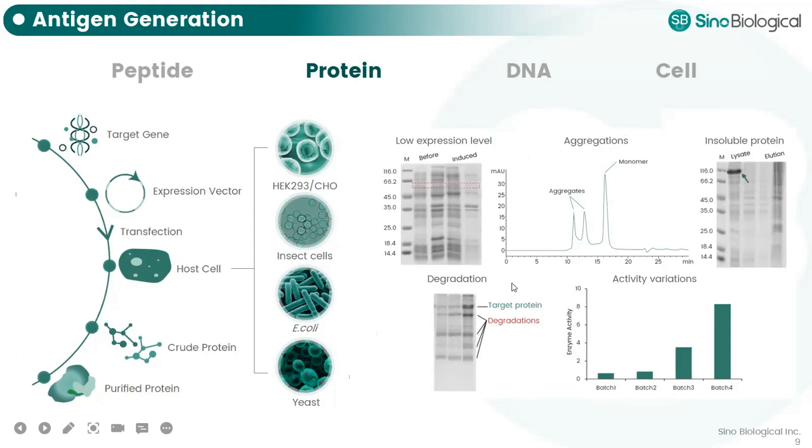Degradation is another problem we usually see during protein expression. We are seeing the target protein located on this band, but we are also seeing some degradation after purification. For some enzymes as antigens, when we use recombinant expression technologies, from batch to batch we are seeing variations. So how are we going to solve these problems?